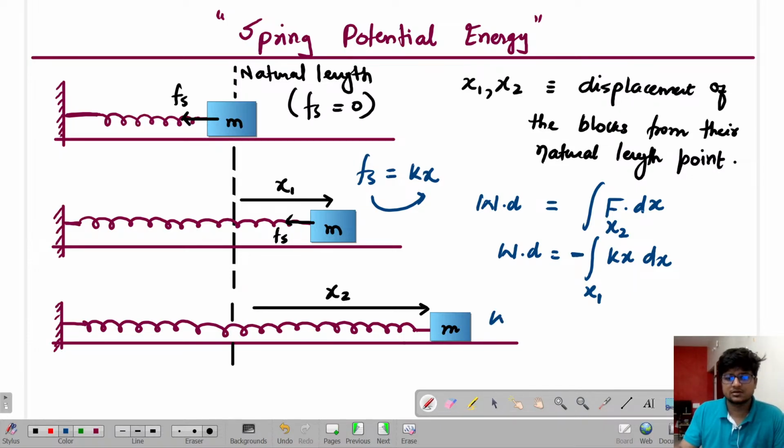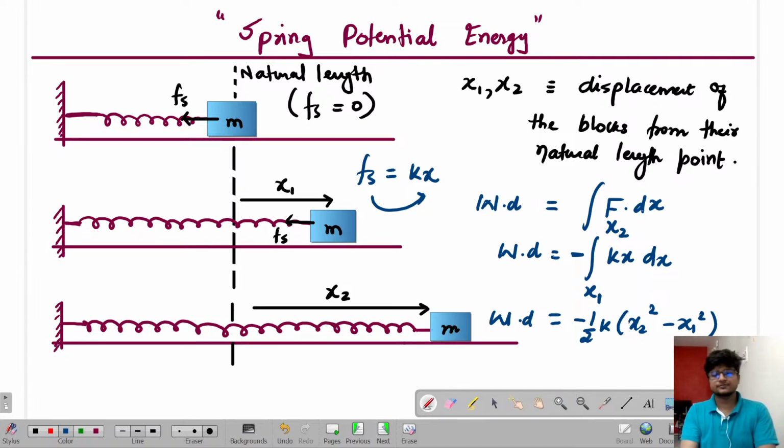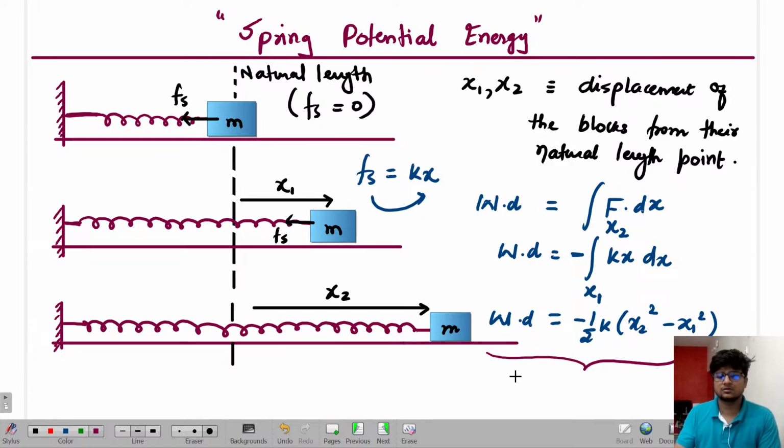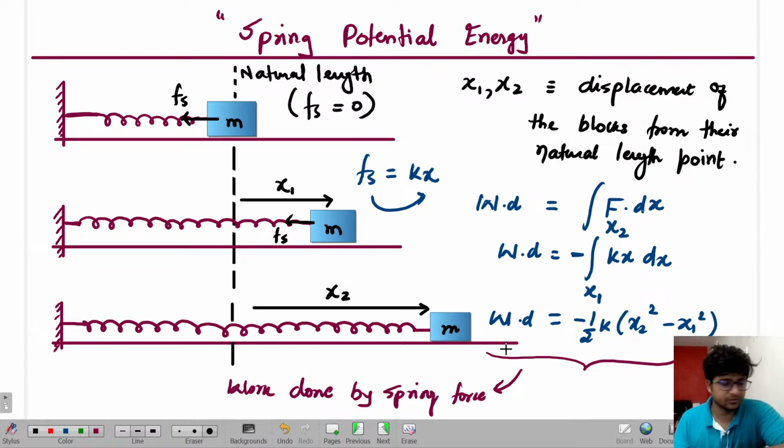If I integrate it, x dx integration is how much? x dx integration is x square upon 2. So what am I going to get? Minus of 1 by 2 k (x2 square minus x1 square). Is that clear or not clear? Minus 1 by 2 k (x2 square minus x1 square), and this is called the work done by spring force.